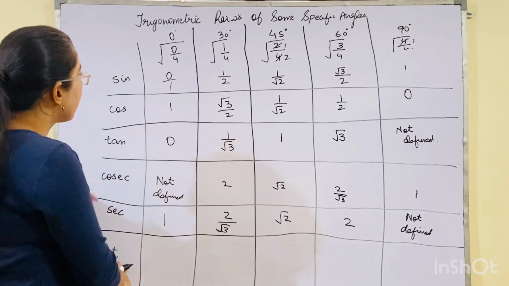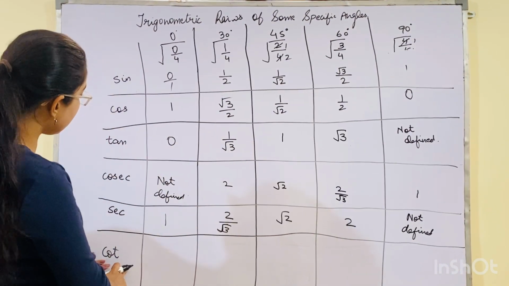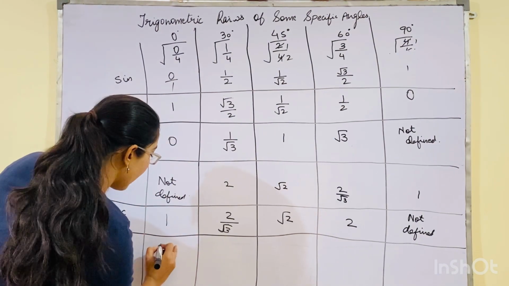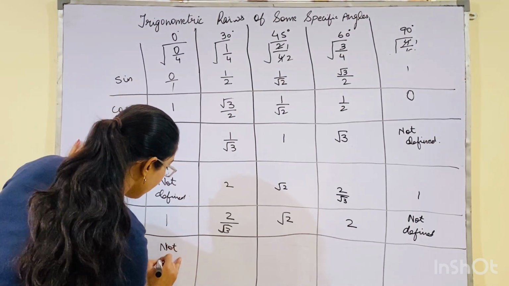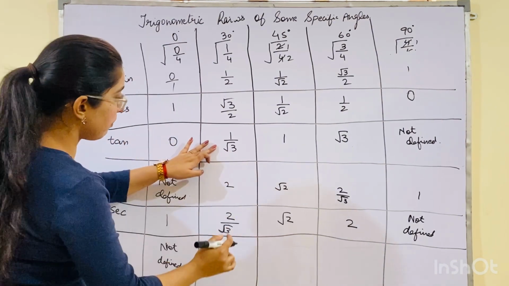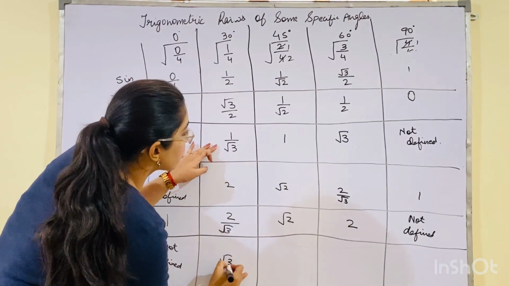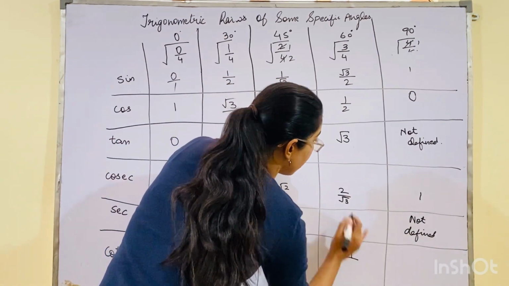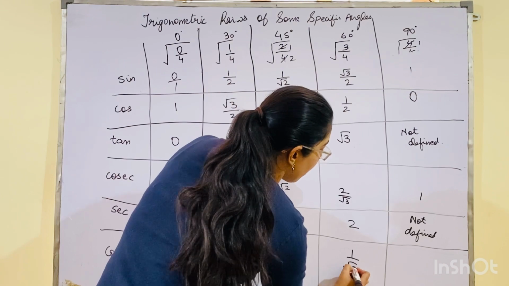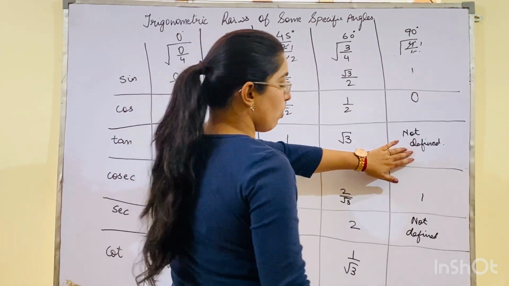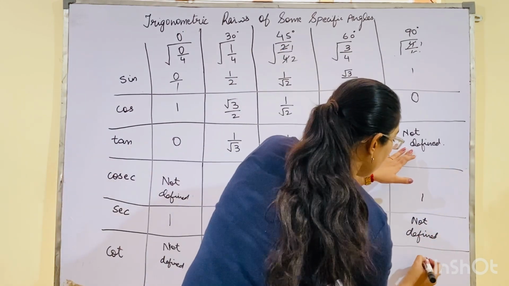Coming to cot. Now cot is nothing but reciprocal of tan, right? So 1 by 0 would again be not defined. 1 by root 3 or reciprocal would be root 3. Reciprocal of 1 remains 1. Reciprocal of reciprocal of root 3 would become 1 by root 3, and this is nothing but 1 by 0. So reciprocal of 1 by 0 would be 0.